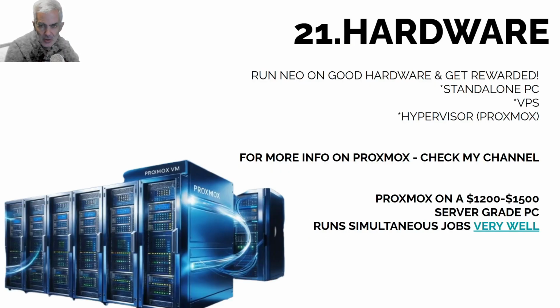21 hardware. Run Neo on good hardware and get rewarded. Standalone is like the lowest end, then VPS, and then above that, in my opinion, hypervisor. I love Proxmox. It works really well. I spent $1,500 on my Proxmox server 5 years ago. I could sell it an hour from now for $1,500. So it holds its value. It runs really well. I'm using the same one that I used for SEO Autopilot, and now I run Neo on it, and it runs like crazy. I have tons of room on there for other tasks and other tools.